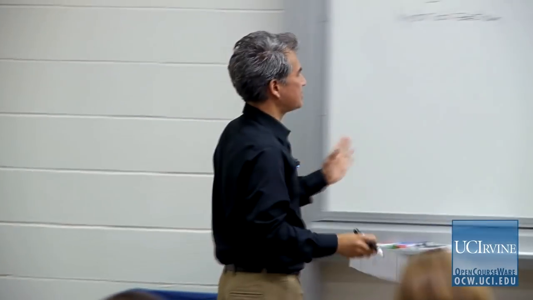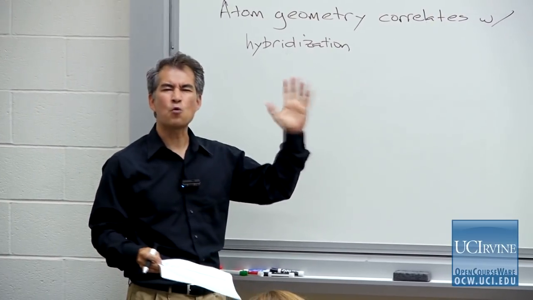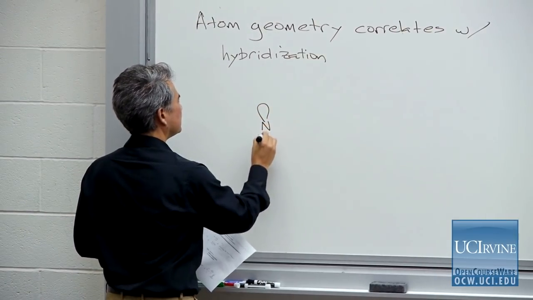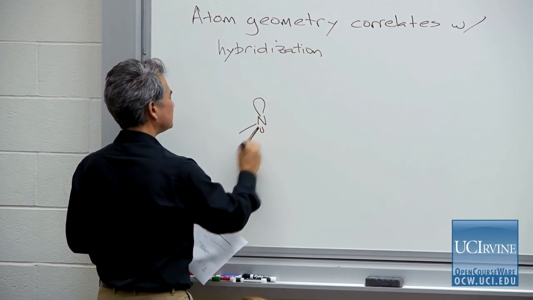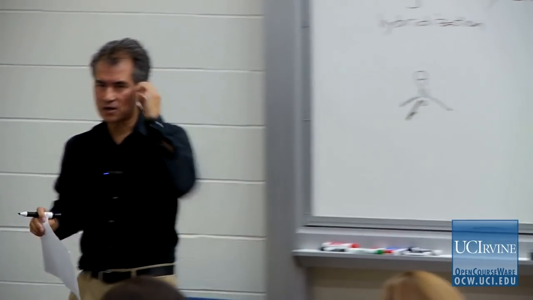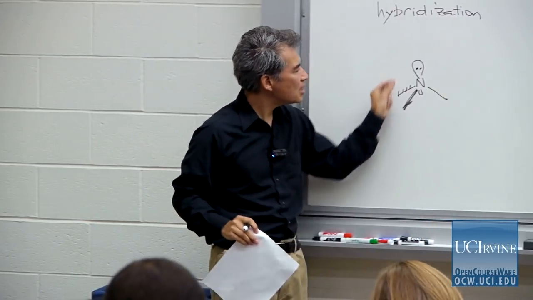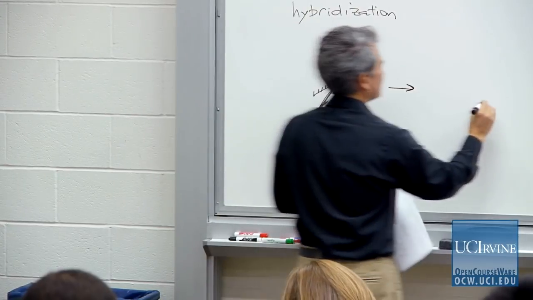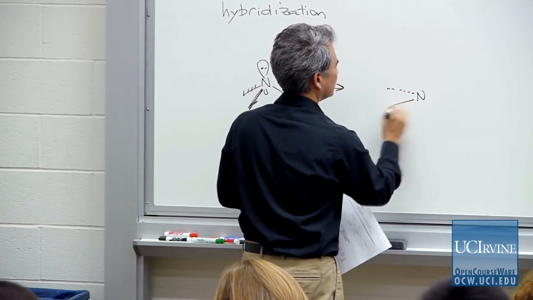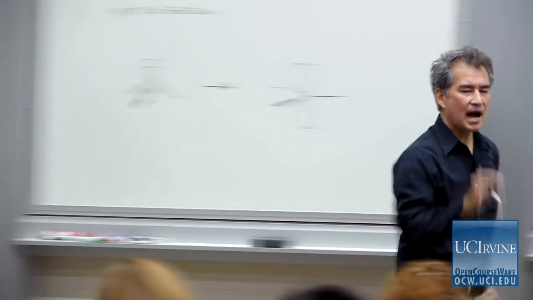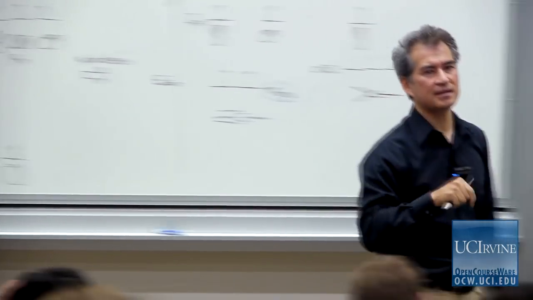Atom geometry correlates with hybridization. Actually, correlates isn't a strong enough word. It equates with hybridization. So if I were to take a nitrogen atom, if I were super small, and I could reduce myself to the atomic level, and I could grab onto these bonds on ammonia or an amine and stretch them upward so that this were a planar molecule, what would happen is the hybridization would have to change in response to that geometry.